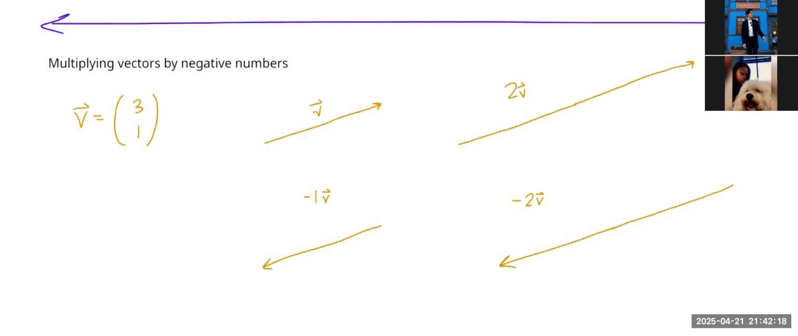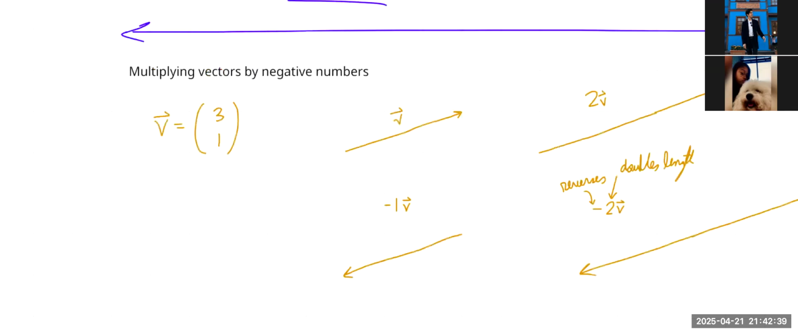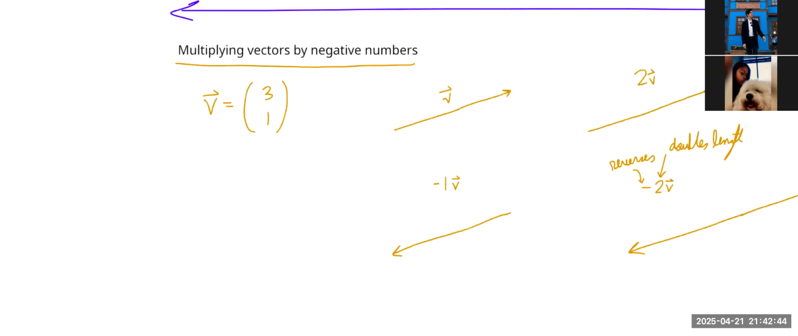So I could have put it anywhere I wanted, here, here, whatever. That doesn't matter. The point is that it doubles in length. So the negative reverses it. It points the other way. This doubles its length. And the v is just the vector that you began with. So negative numbers cause a vector to point in the opposite direction. It changes direction. Is this clear?